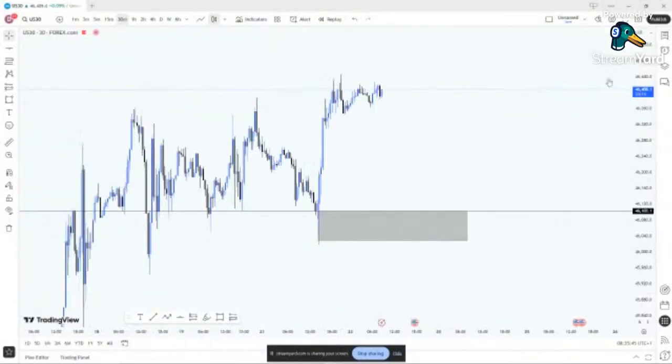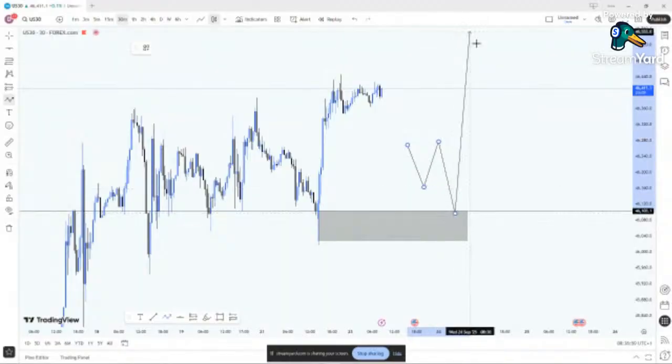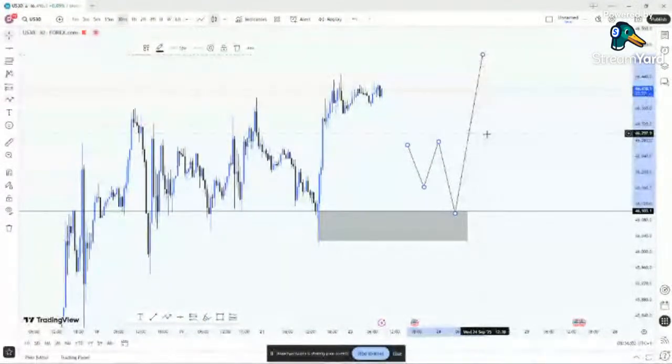So if you notice right here, there's no clear liquidity present. So watch out for liquidity first. What I want to see price do is come down and create a low, which will act as liquidity, then go up a little. Then once I take out that low, I'll buy from this very level.